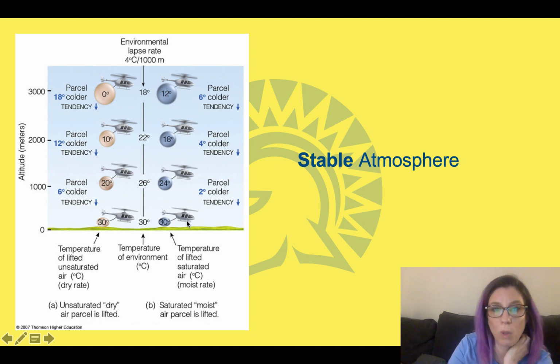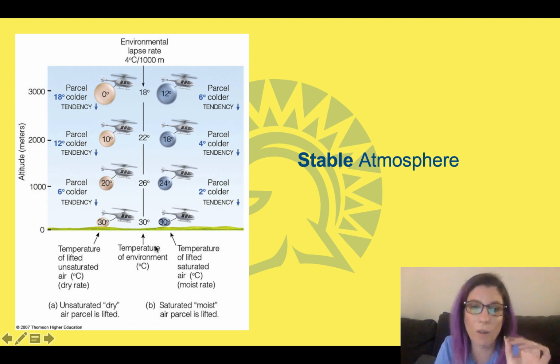Even if we pull it up and it cools at the moist adiabatic rate, then it's still going to be 18 degrees, where the outside temperature being 22 degrees is going to be 4 degrees colder, and that tendency is still going to be to fall. So in either one of these scenarios, and it doesn't matter if you go up to even 3,000 feet, we're still going to see that this air parcel, whether it's moist or dry, is going to fall due to the fact that it's always going to be colder than the outside environment. See, here's 12 degrees, here's 10 degrees, and here's 18 degrees. So it's always going to be colder, so that means it's going to fall.